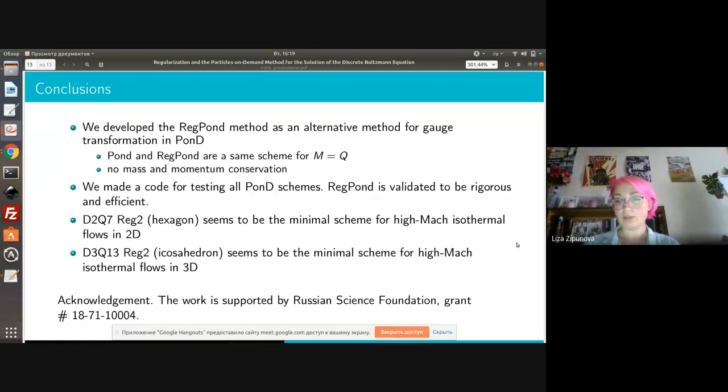D2Q6 regularized particles on demand seems to be the minimal scheme for thermal two-dimensional problems with high Mach number. And D3Q13 regularized particles on demand seems to be the minimal scheme for high Mach thermal flows in 3D.